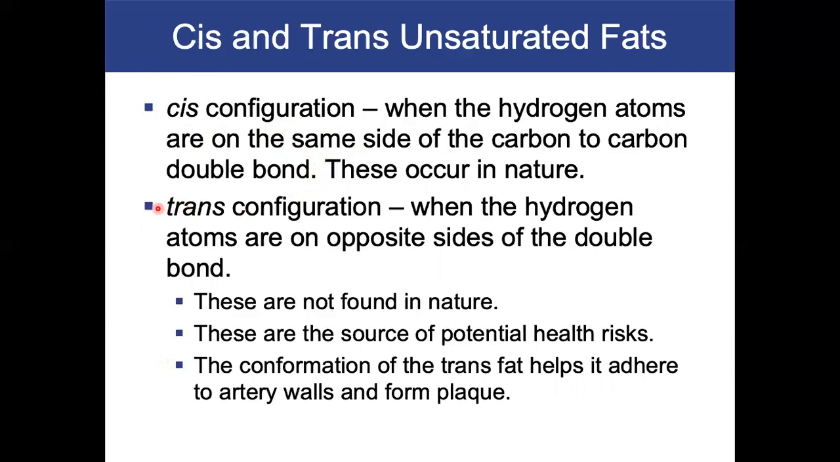Trans fats are when the hydrogen atoms are on opposite sides of the double bond, and I'll show you a picture in a second. Trans fats are man-made, they're made up in a lab. They're not found in nature, so they're really hard for our bodies to break down. We store them in the liver and in the artery walls, and they'll lead to plaque formation in the artery walls, and these are really dangerous. You don't want a lot of them in your diet.